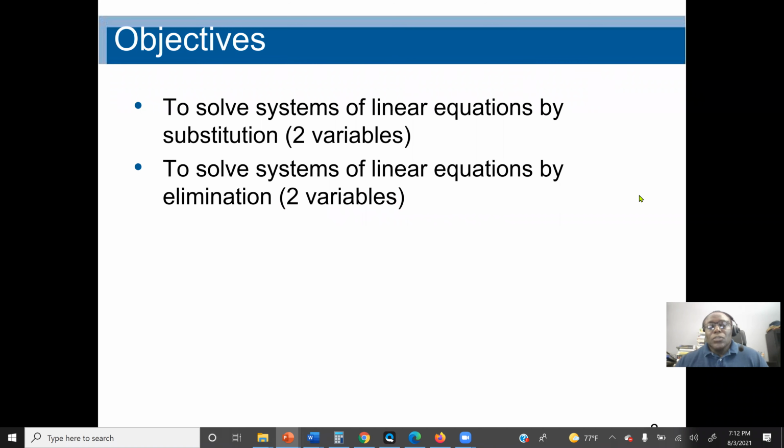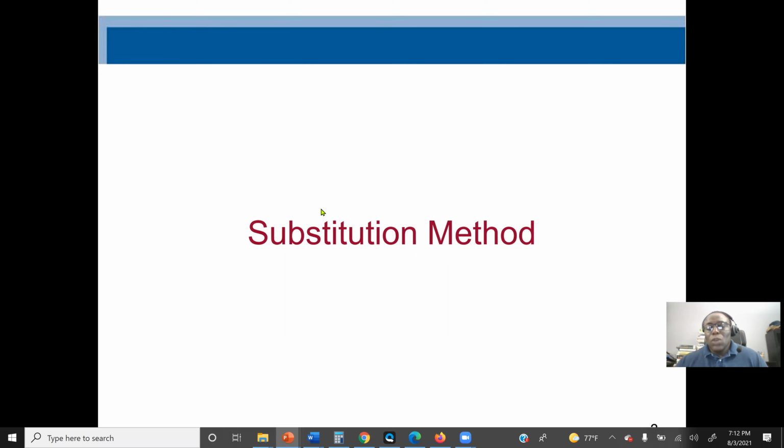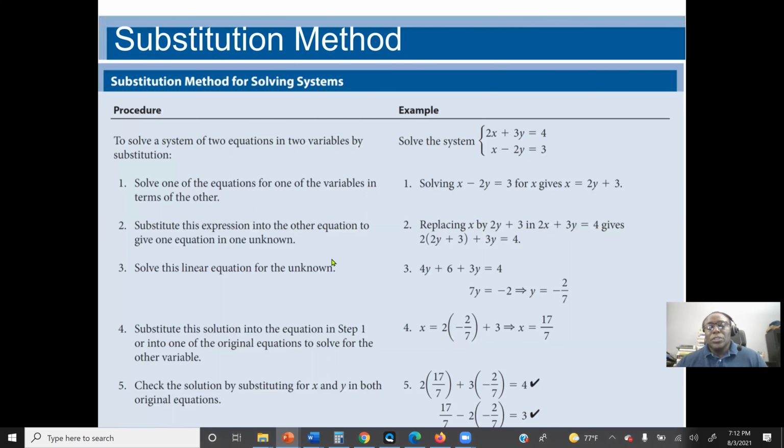So our main objective is to solve systems of linear equations by substitution and also by elimination. Normally, we have 5 ways of solving systems of linear equations: substitution, elimination, using determinants, matrices, and also by graphing. So here we start with the substitution method first. We will go through the steps using an example.